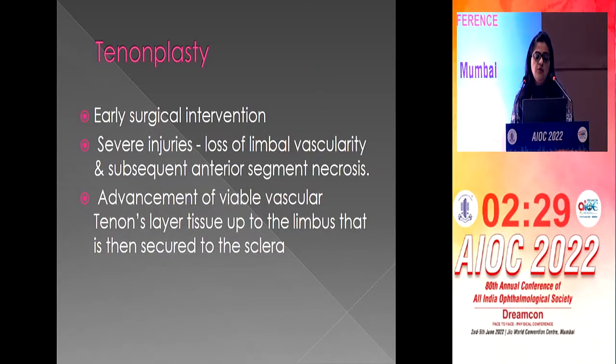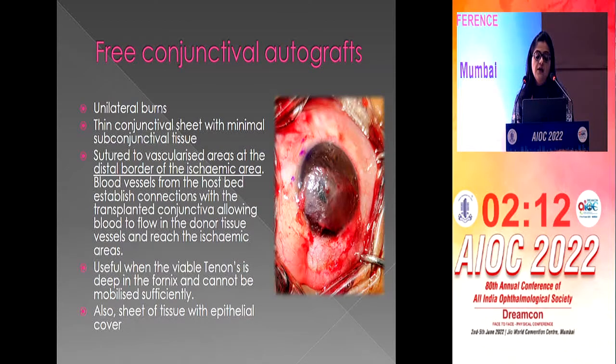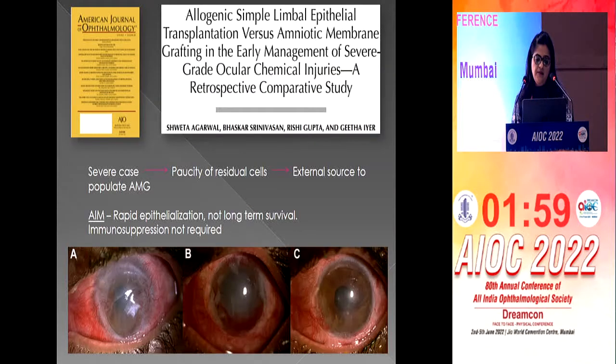Tenonplasty is a modality that is used for severe cases wherein Tenon's is mobilized and advanced towards the limbus, and it is sutured there, but it's useful more in the severe cases to prevent anterior segment necrosis. If tenonplasty is not possible, there's also an option of free conjunctival autografts in unilateral cases, where the vascularized areas are sutured to the distal border of the ischemic area.